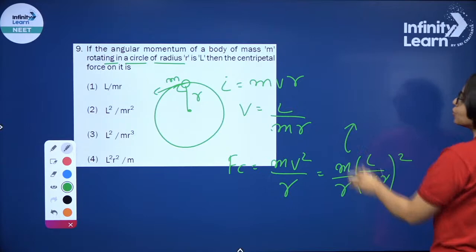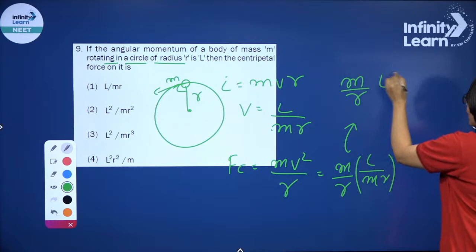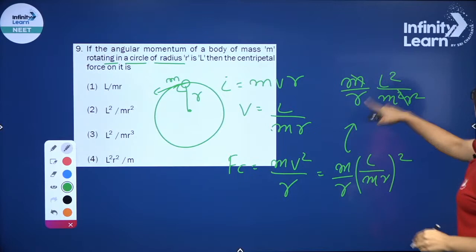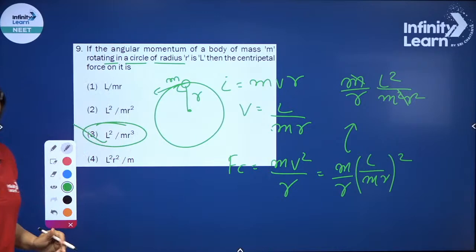M upon R into L square upon M square R square. So this is M, M cancel. So it is L square upon MR cube. L square upon MR cube, which is option 3. Well done guys. Well done, well done, well done. Bohut hi badhiya.